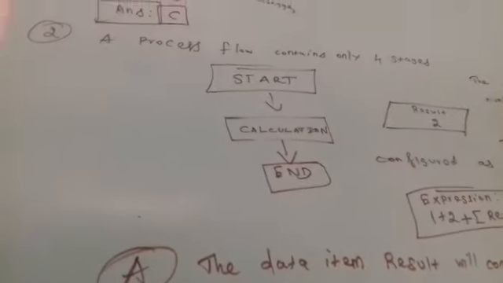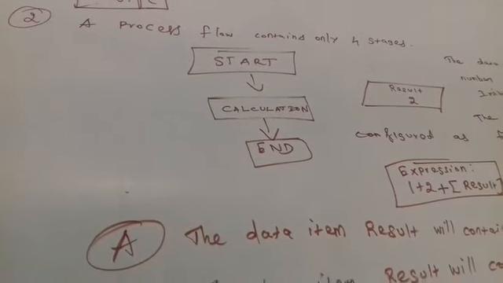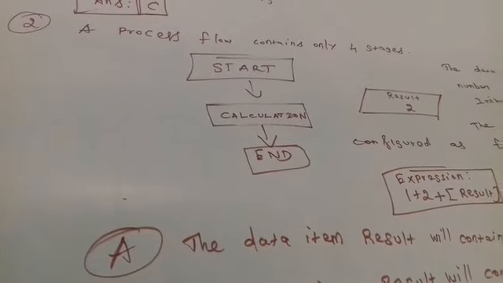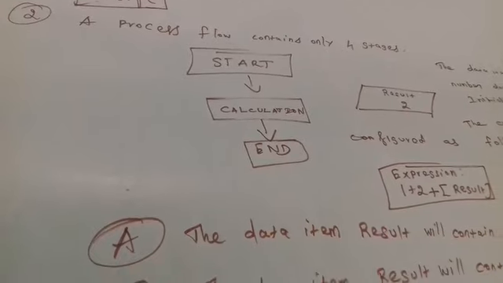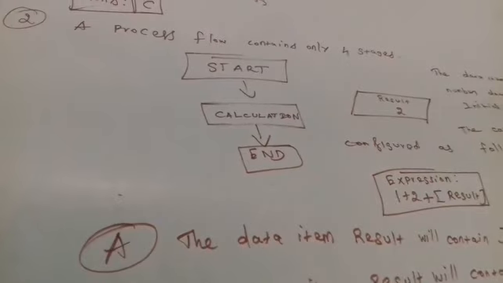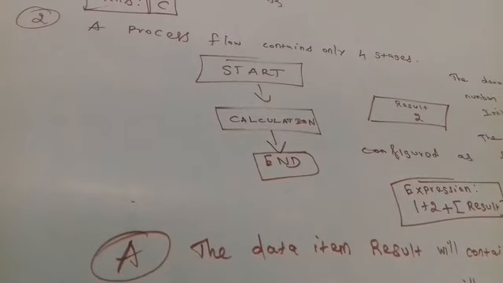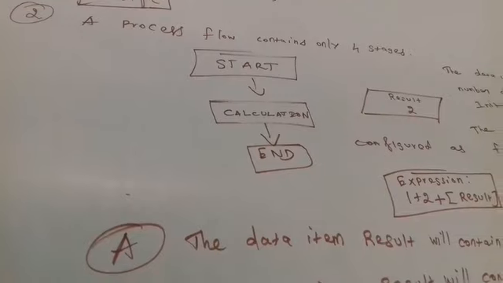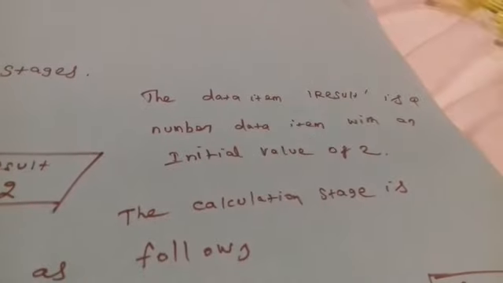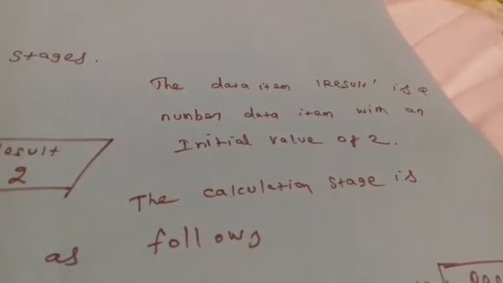The second one is a small problem in Blue Prism. Usually this comes in certifications or interview questions, or your basics as well. When you build a process flow, think your process flow has only 4 steps. In Blue Prism, start and end are default, and then the calculation stage. The data item here is result, a number data item with an initial value of 2.